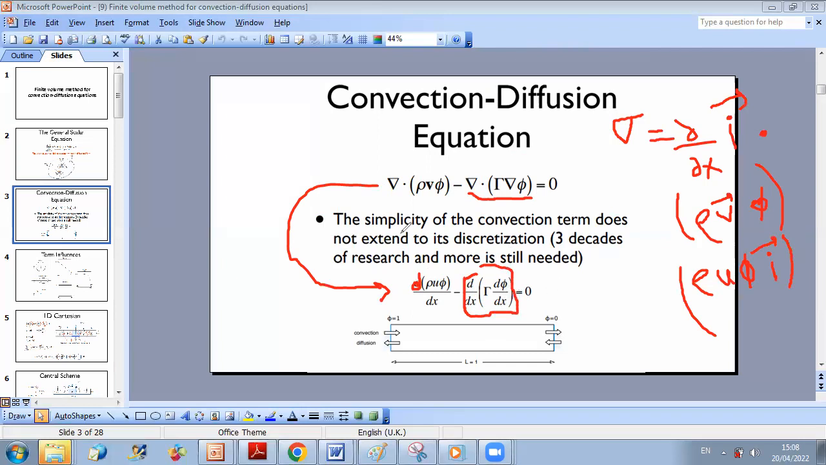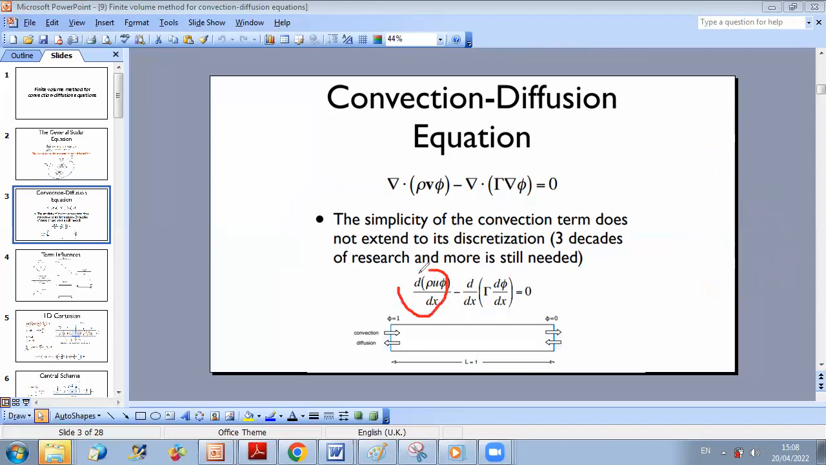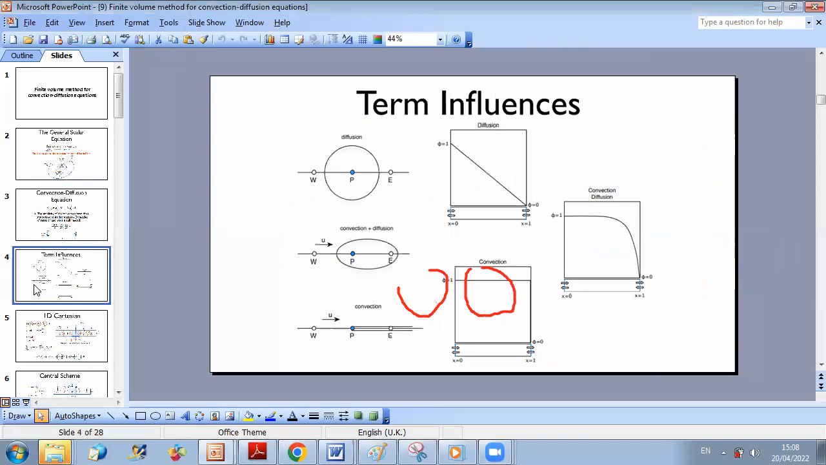This term seems simpler than this one, but we'll see that it will add a lot of complications to the solution, and it can cause divergence. This is why we should do specific treatments to solve when we have convection and diffusion at the same time. So what is the idea?